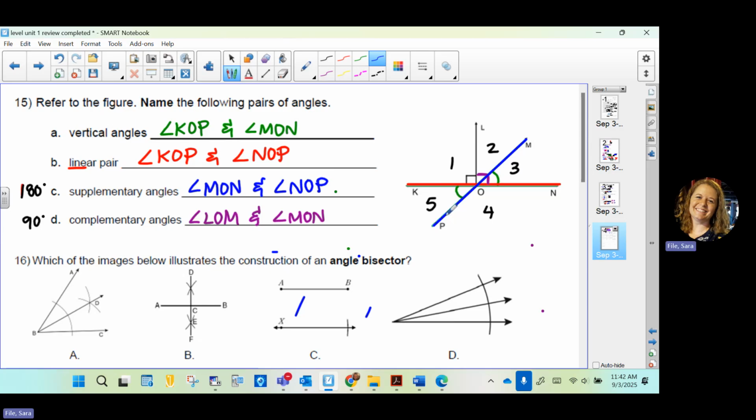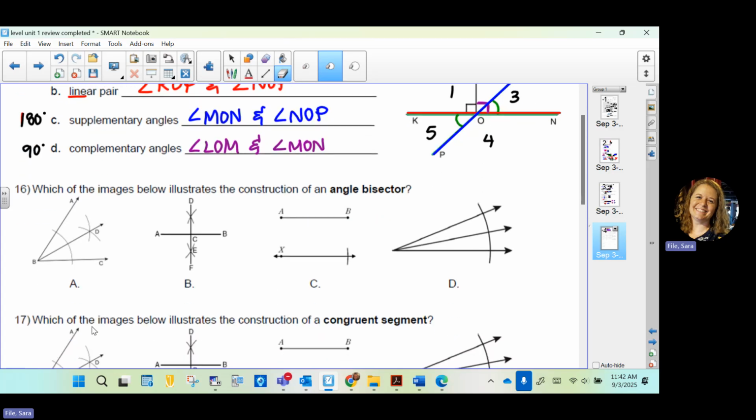Again, that doesn't mean that's the only correct answer. It's one of the correct answers there. Okay, so that's knowing those angle relationships. All right, so now this next group of questions is constructions.